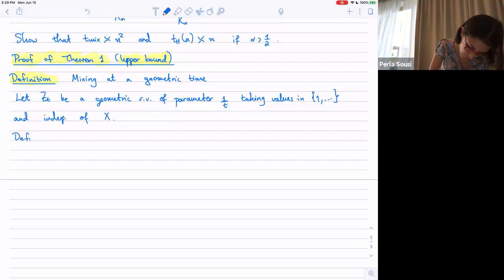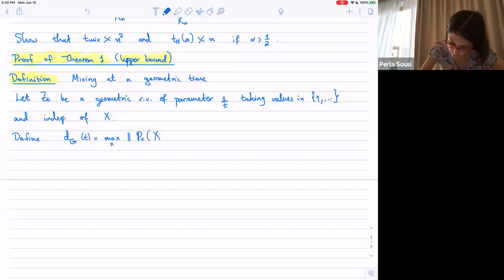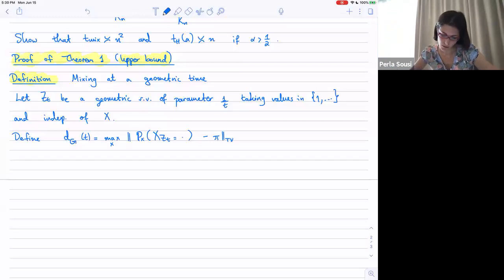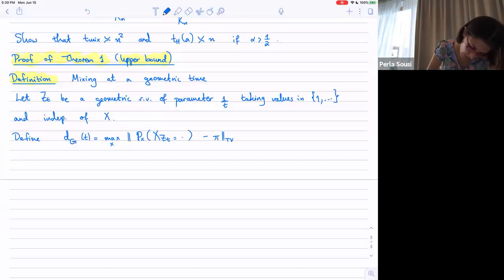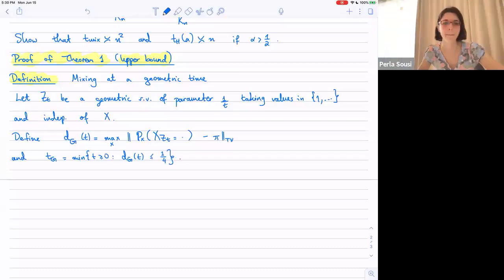And now define dg of t, g for geometric, to be the maximum over all starting states of the total variation distance between the law of X at time Zt, started from x, and the invariant distribution. So what am I doing here? I'm sampling the Markov chain at an independent geometric time, which has mean t, and I'm looking at the distance to stationarity. And now I define the geometric mixing, tg, to be the first time that this total variation distance drops below a quarter. And this is what I will be calling the geometric mixing.